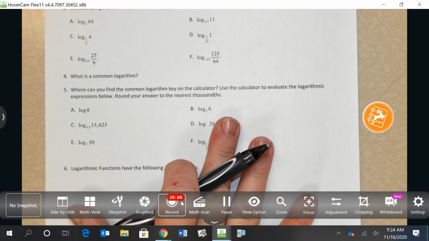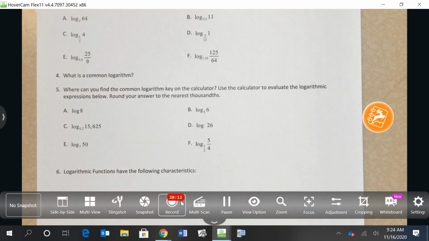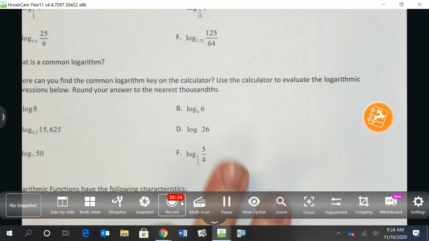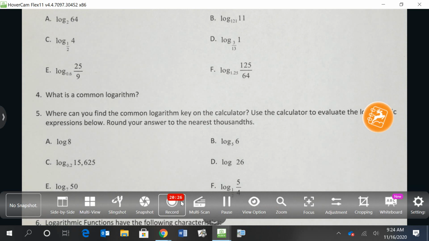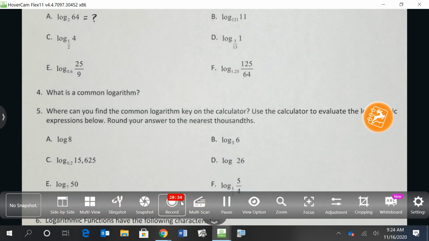Task number 3: is there a way for us to evaluate this? If logs are just another way to write exponents, is there a way to evaluate it in our head sometimes, or sometimes can we even use a calculator, like a Desmos calculator, to do that? So the very first one I'm going to do using either the table or mental math. So what does this mean? When you don't see an equal sign, you can put equals question mark if that helps you.